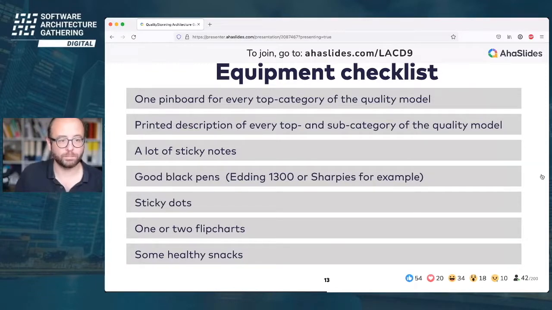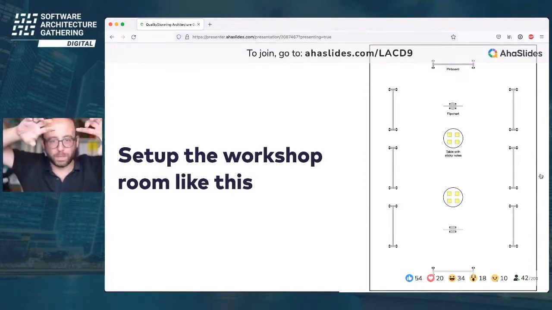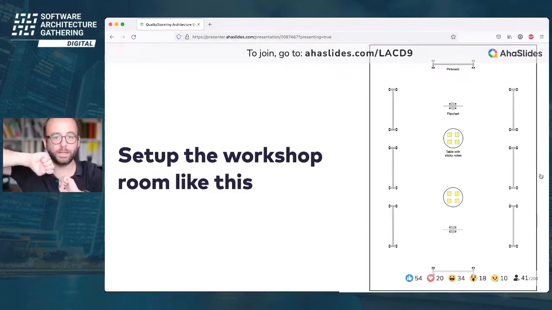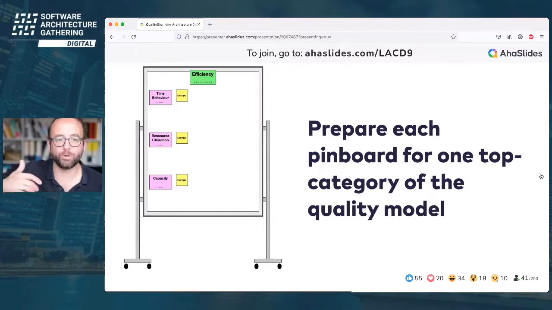You need some sticky dots, so dots that you can stick around. One or two flip charts and a bunch of healthy snacks, not snakes, and drinks. And then we set up the workshop room like that. We put the pin boards in a circle, place some tables with sticky notes in the middle, have some flip charts around for taking notes and writing down some stuff. And you need to prepare each pin board for each topic category like that. So you put the top category on top of that and the subcategories down there.